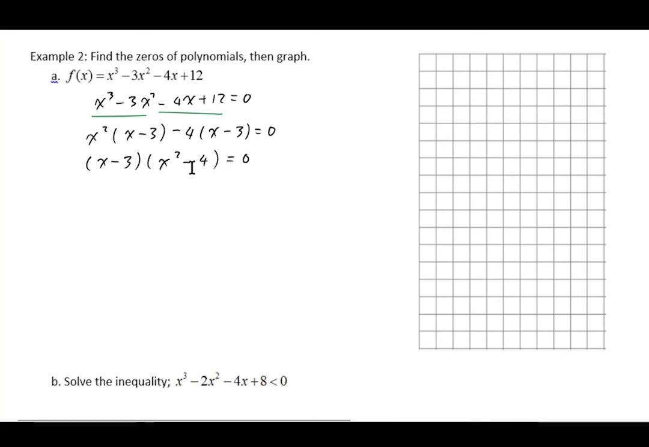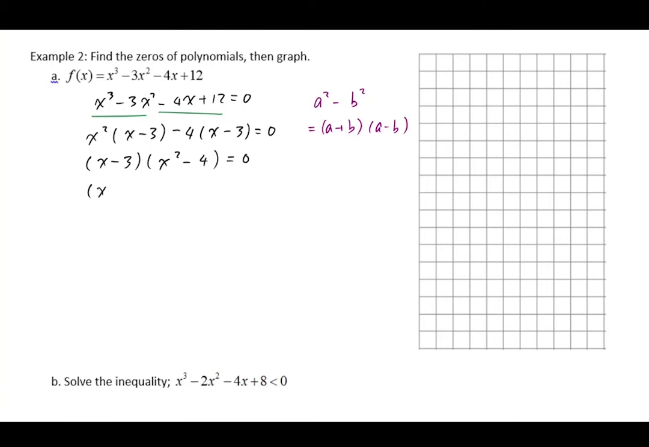Now, this is what's known as the difference of squares, and it's a nice little formula in case you still don't know it: a squared minus b squared factors into a plus b times a minus b. Something you need to remember from algebra 2.